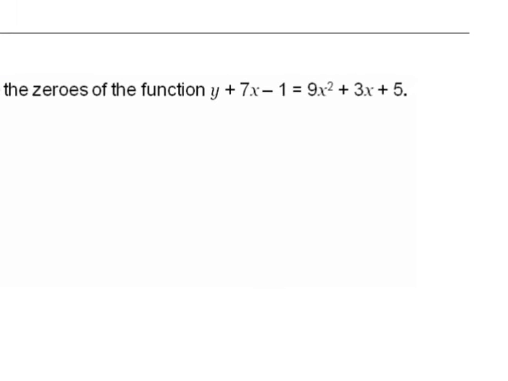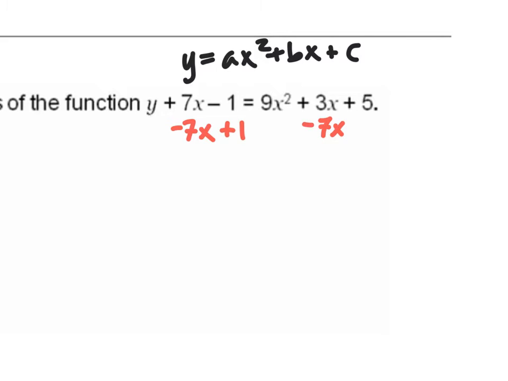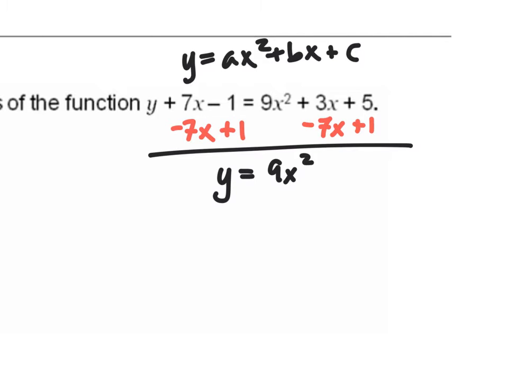Let's describe the zeros of this function. I'm going to get y equals ax squared plus bx plus c. I'd want to subtract 7x first from both sides, and then add 1 to both sides. And so we end up getting y is equal to 9x squared, 3x minus 7x gives me negative 4x, and then plus 6.